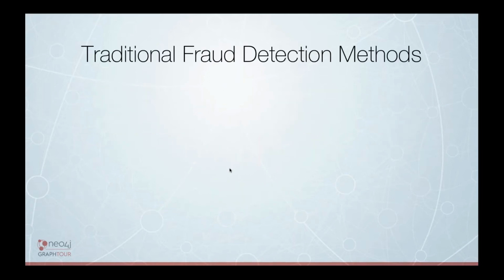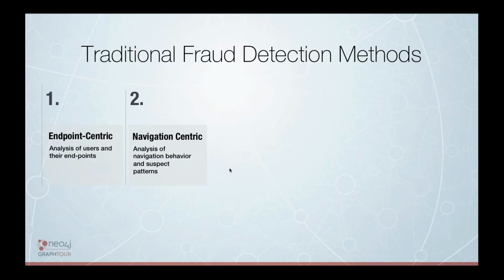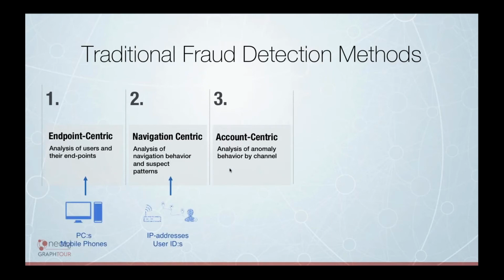Let's look at what traditional fraud detection looks like. Most of the time, traditional fraud detections are endpoint-centric solutions that analyze the characteristics of a PC, mobile or telephonic device used to access the enterprise system. They might be navigation or network-centric solutions that analyze the navigation of a session, usually by IP address and user ID, to see if it looks anomalous relative to normal user or peer group behavior.